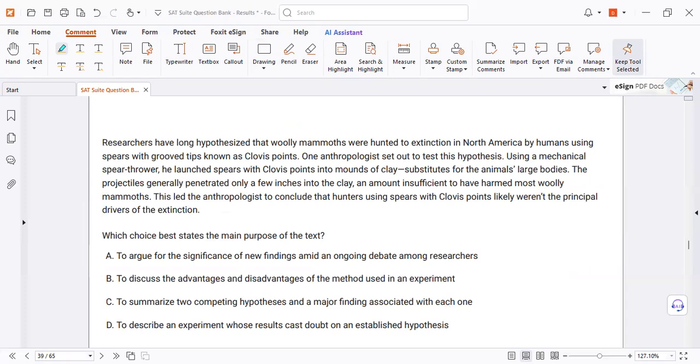This is another question. That is a new question, miss. If you answered correct, you will go for fun. Let's answer it together to know more and revise some points. Researchers hypothesized. Hypothesized, to hypo, to guess an idea. You guess an idea and you want to check it. Woolly mammoths were hunted to extinction. So people hunted more than they needed, which leads to extinction, by humans using spears with grooved tips, known as Clovis points. Okay, can I answer it? The answer is D.